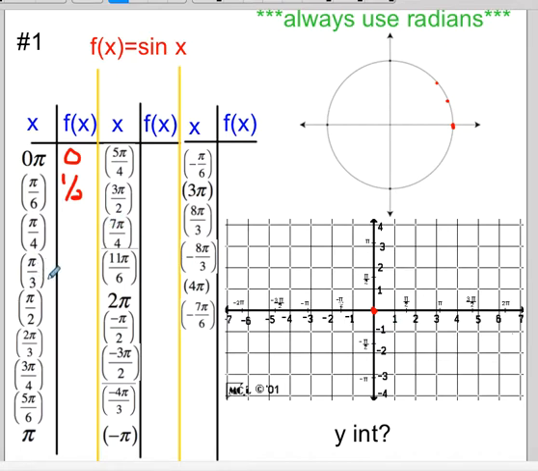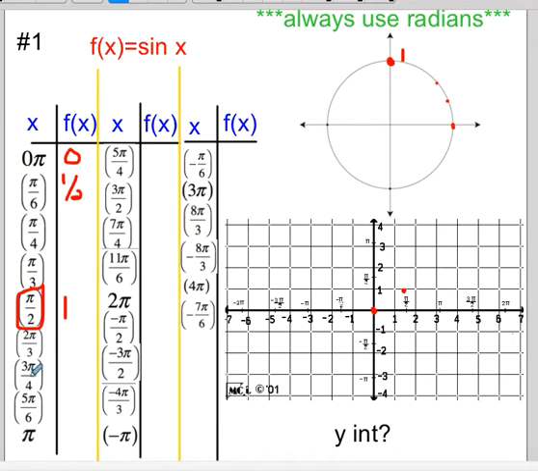The one I am going to worry about, now that we get to pi over 2, that's back up to 90 degrees. We're going to look at that one. So pi over 2 is right there. And the sine of pi over 2, which is the y coordinate right there, is 1. So when I plug in pi over 2, I get 1. So right here, pi over 2, I got 1.